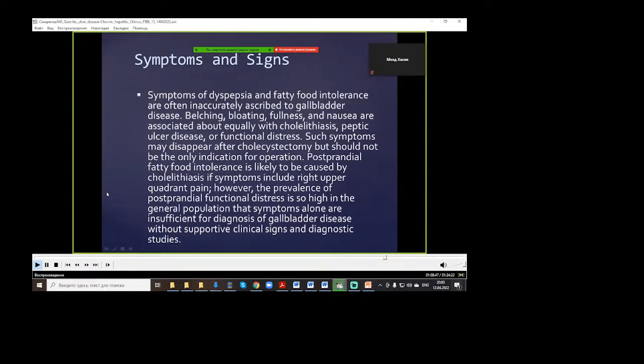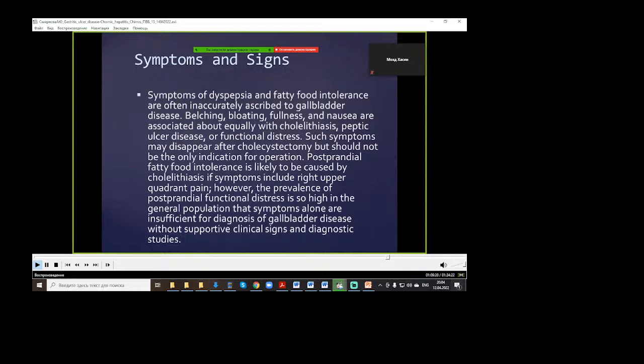Symptoms of dyspepsia and fatty food intolerance are often inaccurately ascribed to gallbladder disease. Belching, bloating, fullness, and nausea are associated about equally with cholelithiasis, peptic ulcer disease, or functional distress. Such symptoms may disappear after cholecystectomy, but should not be the only indication for operation.